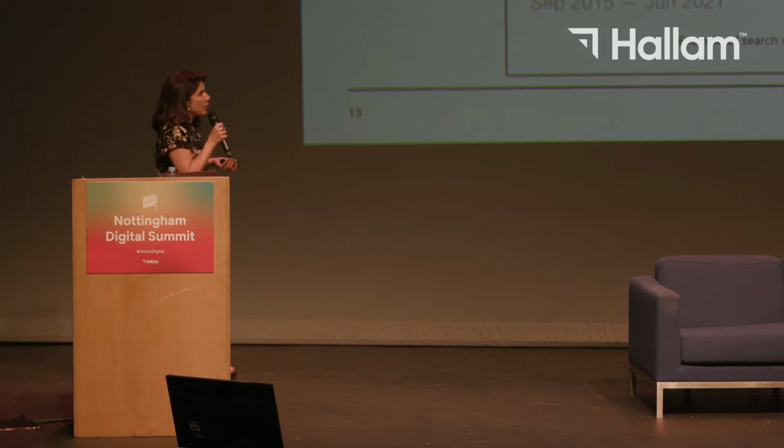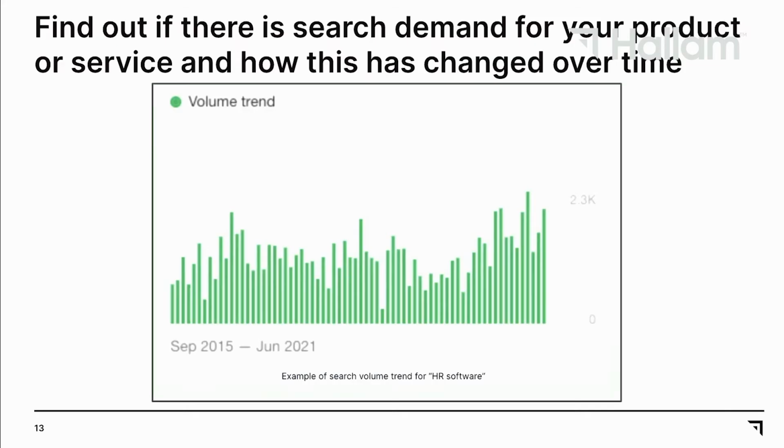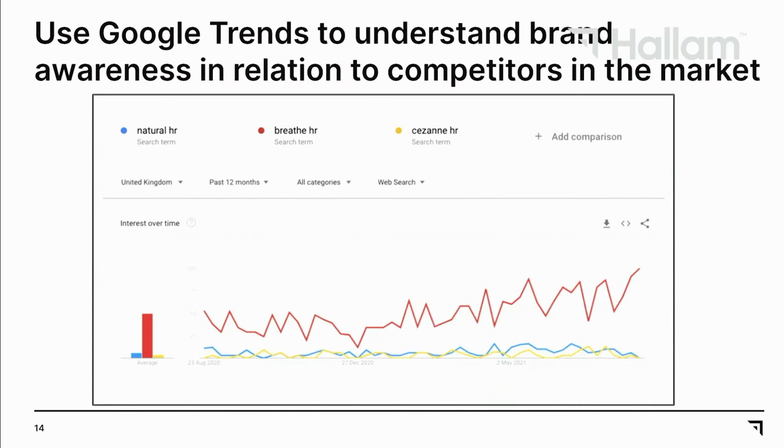So for this example, it is for HR software, and we can see that over the past, say, 5 or 6 years, it's been fairly steady, but then over the past year or so, things have started to increase. So far, so good. We can also look at our brands in comparison to other key players in the market by looking at Google Trends data.